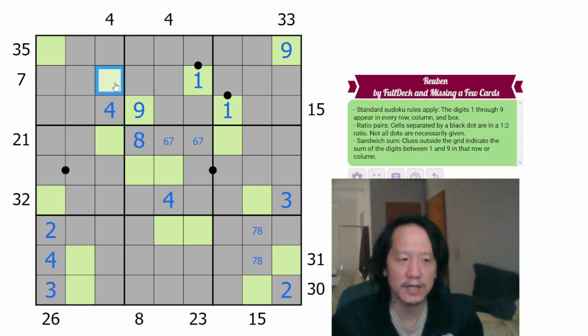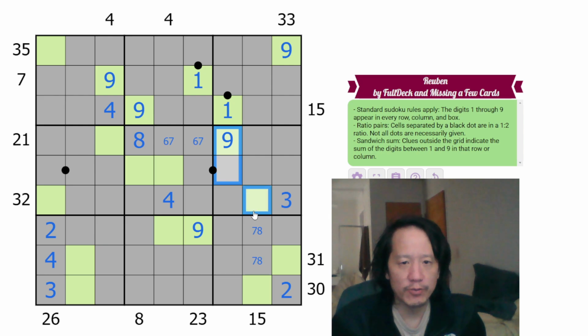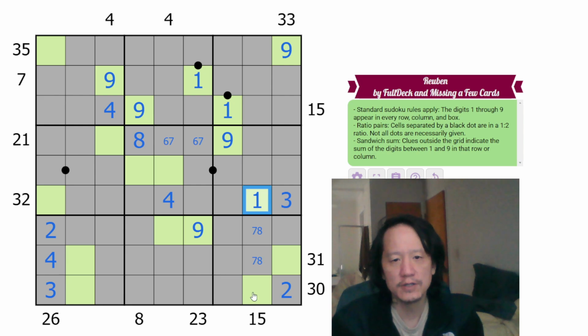The other bun in the same row has to be a 9. So therefore, this is a 9, this is a 9, this is a 9. And we can alternate them between the 9s and the 1s. This can't be a 9, so this must be a 1. This can't be a 1, so this must be 9. This can't be 9, so this must be 1, which makes that a 9.